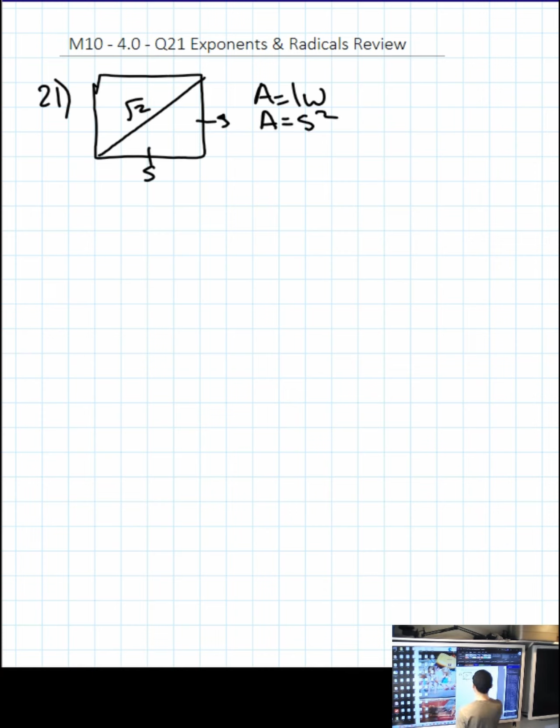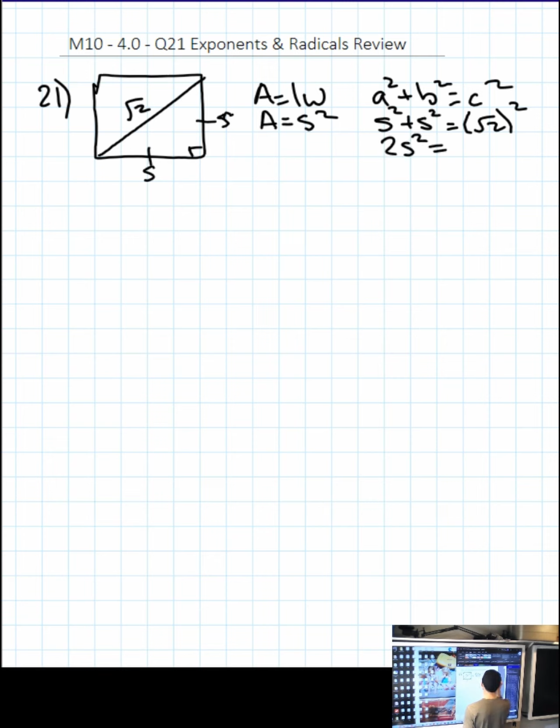Now we need to figure out what these side lengths are. So notice we have a right angle triangle, so we can start off with Pythagoras. A squared plus b squared equals c squared. So our side lengths are s, so s squared plus s squared equals root 2 squared. So on the left-hand side, we have 2s squared. S squared plus s squared is simply 2s squared. On the right-hand side, the square root of 2 squared is just 2. We can divide both sides by 2, so s squared equals 1.